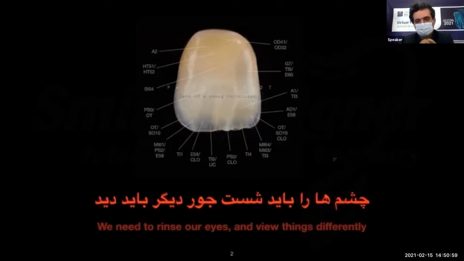Tooth is made of different translucencies. For reconstruction of teeth, translucency is more important than hue and chroma of the color. We should know how to play with translucencies. Now the main question: what is translucency?